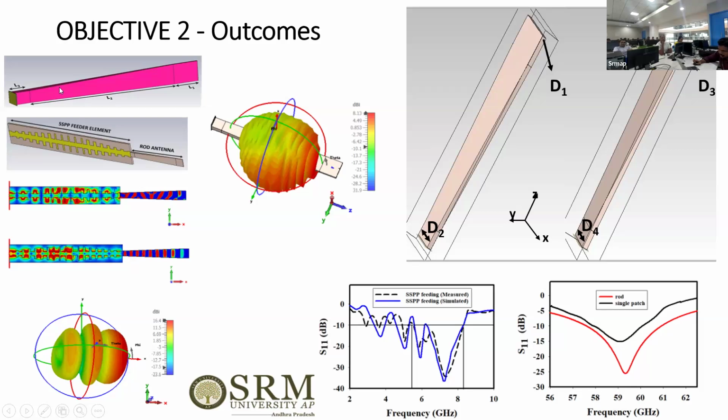Actually, this is without SSPP feeding. I got this patch feeding results, sir. This is patch feeding results, sir. And this is SSPP feeding results, sir. Then why are you comparing at two different frequencies? It should be the same frequency range.